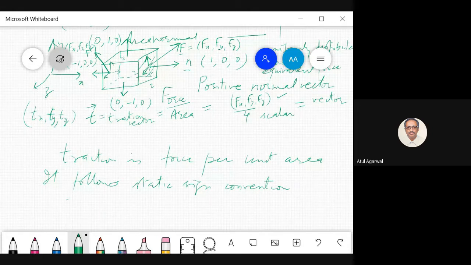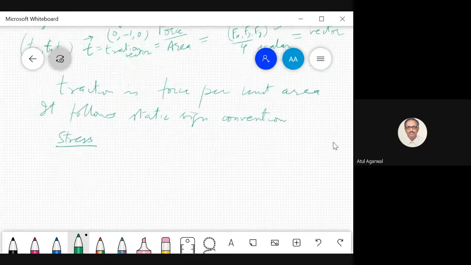Now, what is stress? The stress is something like a tensor, like the traction vector, but it is defined slightly differently. Now, stress has a different sign convention.